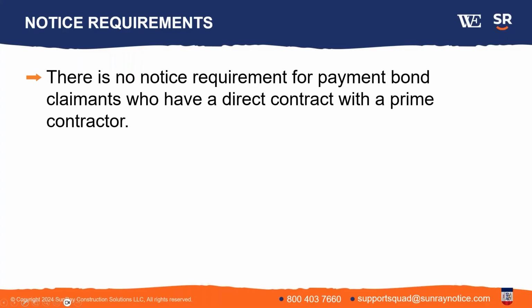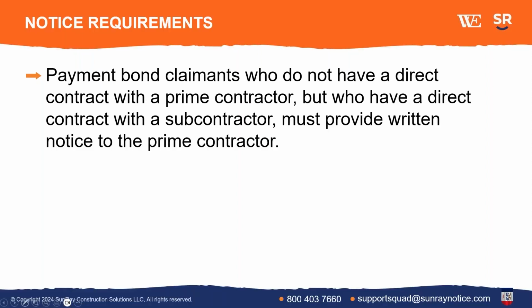Now, notice requirements. There are notice requirements in the Miller Act for certain claimants. However, there's no notice requirement for a claimant who has a contract directly with the prime contractor. So you have a prime who hires a sub or directly hires a supplier. There's no notice requirement for those subs or suppliers. Next slide. But for those lower tier, below those direct subs and suppliers, there's a written notice requirement.